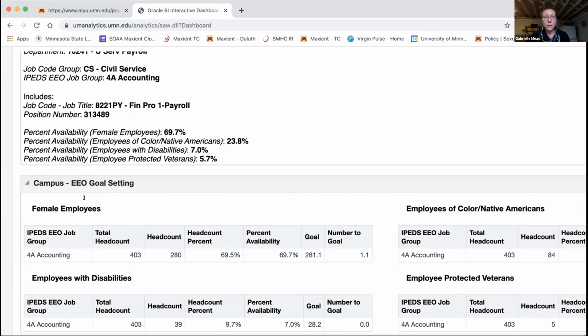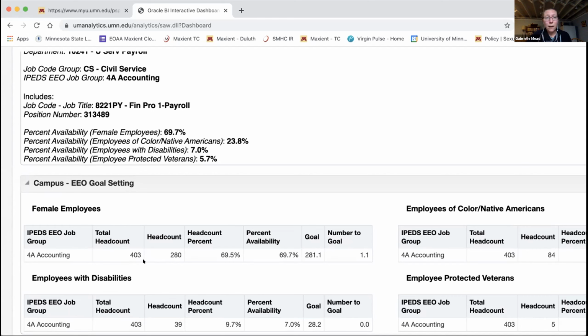Campus-wide, on the Twin Cities campus, there are 403 people at the university with that job title. 280 of them are women. I should also mention that the government asks us to identify men and women and does not provide for any other gender category. So I recognize that that's an issue. I also will note that the definition of people of color and Native Americans is also prescribed by the government. I'll just say that this is a compliance function, and that's where we are right now.